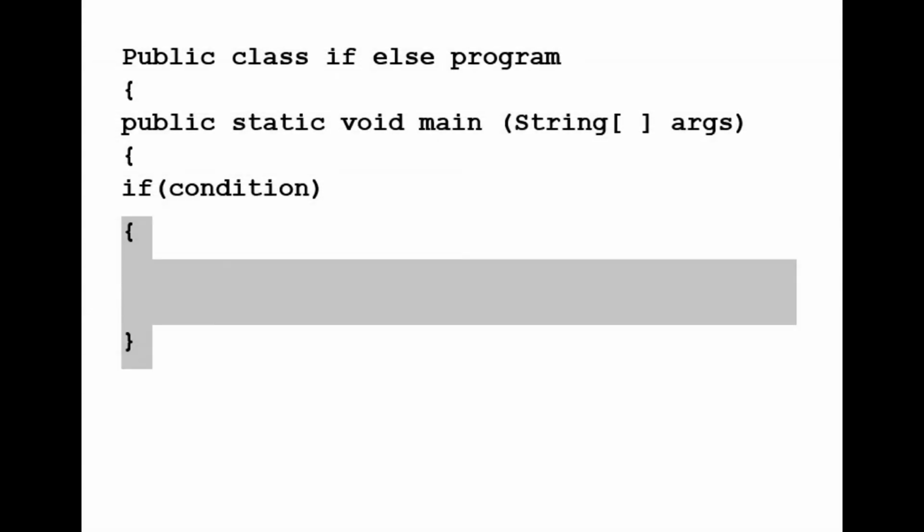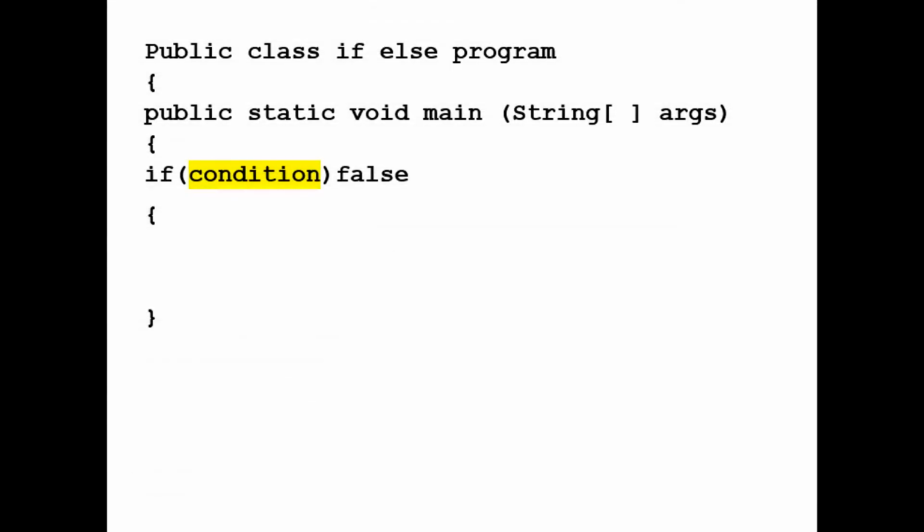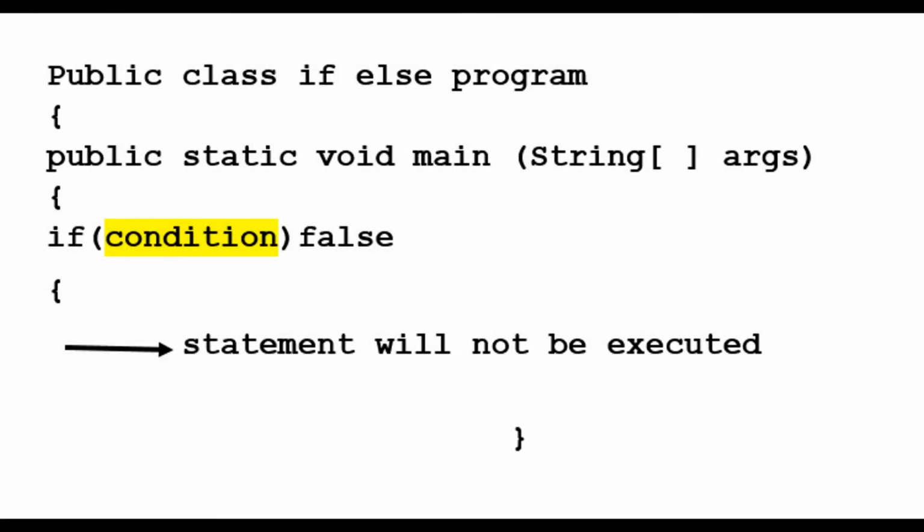If this condition or expression that we are evaluating is true, then whatever statements we write between these curly brackets will be executed. So if this condition is true, we are going to execute all the code that we write inside this block. If this condition is false, or the expression is evaluated to false, at that time the statements inside this block will not be executed.